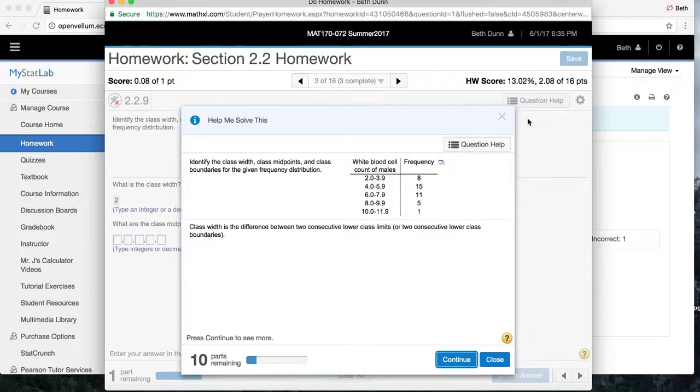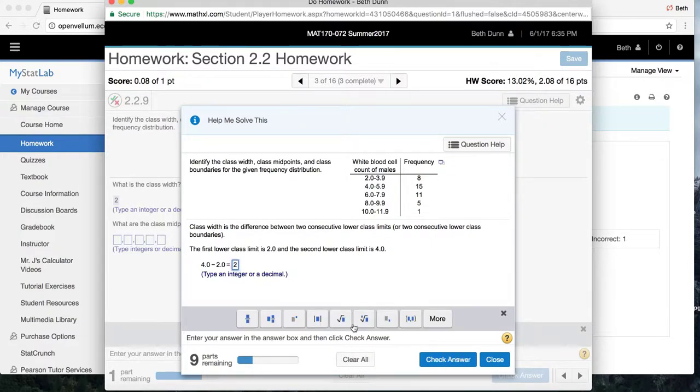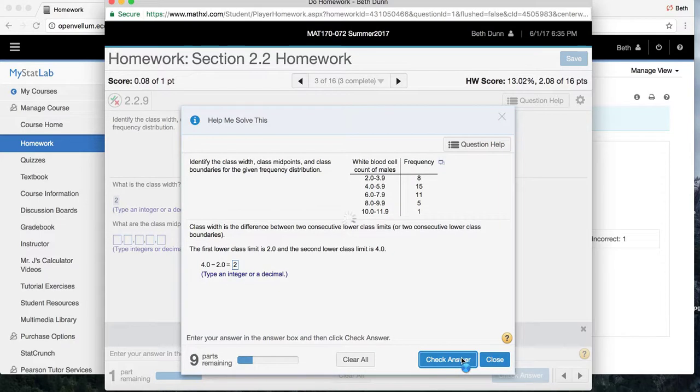This will give me some guidance. So this actually goes back to that first question to identify the class width. And if you just follow through this, there are 10 points, and read this and answer the questions as they go along. Answer this as 2, check answer. And this will walk you through it.